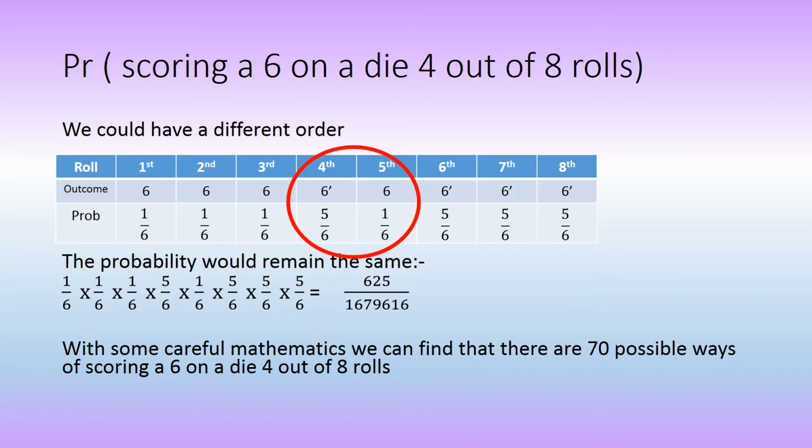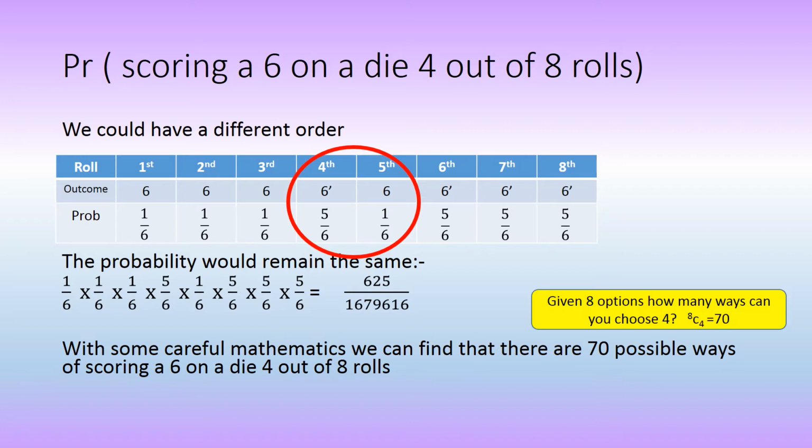But let's ask ourselves, how many different orders could we have had of getting 4 6s and 4 not 6s? Well, with some careful maths we can find out there are actually 70 possible ways of scoring a 6 on a die 4 out of 8 rolls. Now you might remember this function on calculators from some previous work. Given 8 options, how many ways can you choose 4? So using the NCR button, 8 choose 4 is 70.